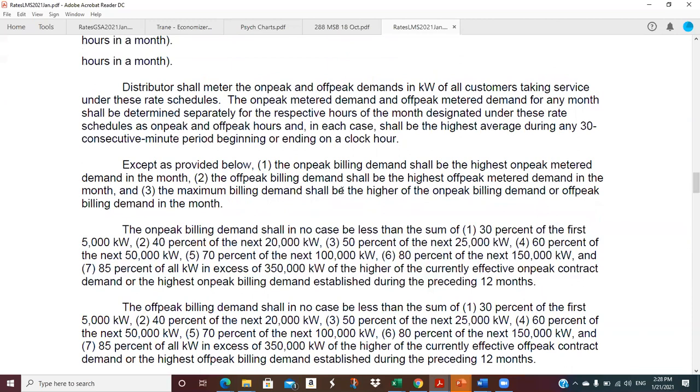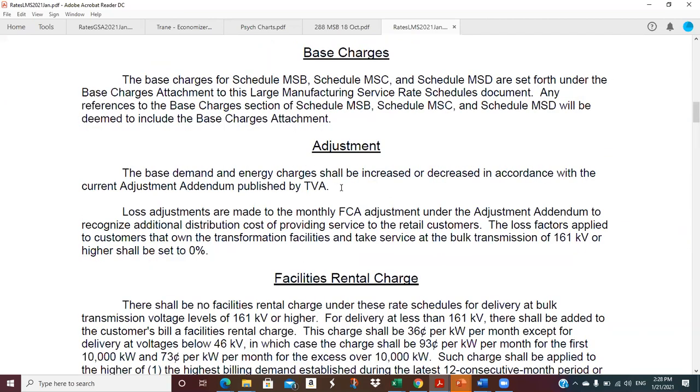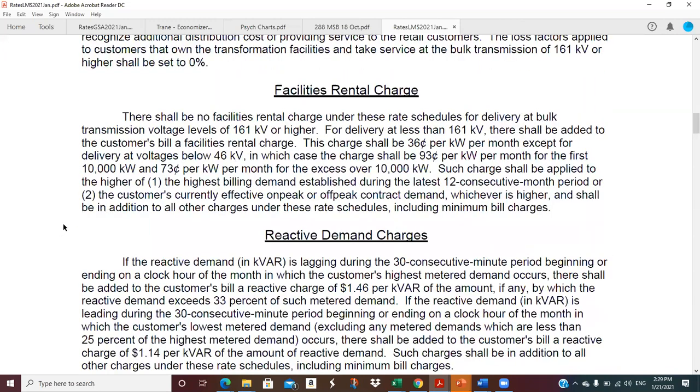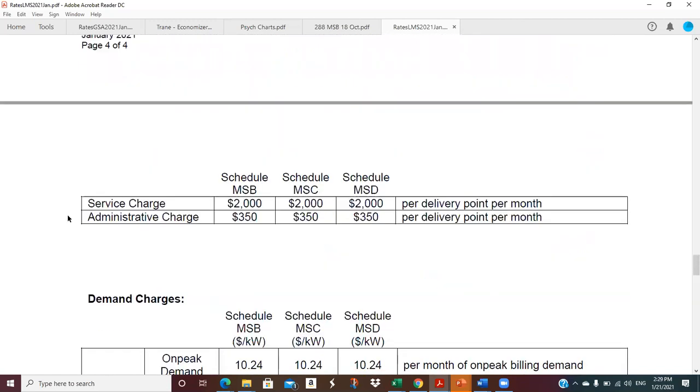On peak. Not sure where that is. Yeah, here it is. Okay. MSB customers with contract demand greater than 5,000 but less than 15,000. C is 15 to 25, and D is over 25,000, or 25 megawatts. 25 megawatts gets to be a pretty good size load. If you get much bigger than that, you're going to be direct serve and you're going to negotiate your own contract. Okay.